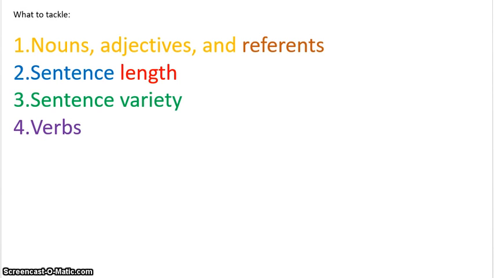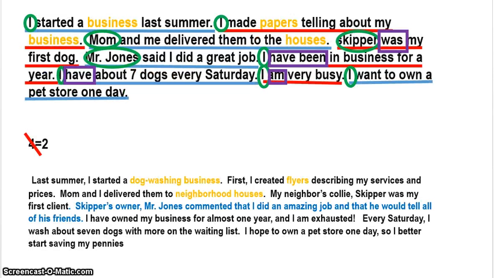So if you go back to my list, sentence variety. This is where you circled the first word of every sentence in green. Now, if you look at my original sentence, you'll see I started a business. I made papers. I, all the way through that paper. All right. What I want you to do is look down and see specifically what I did to that very first sentence. I did not change the wording of that sentence. I just moved it around.